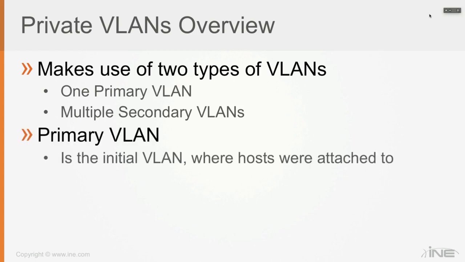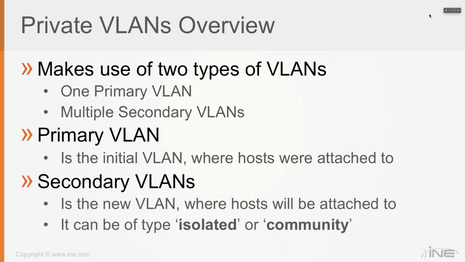Now, in general, the primary VLAN is the initial VLAN. Of course, you can do whatever you want, but in general, the primary VLAN is going to be the initial VLAN where all hosts were attached to, and they were able to communicate with one another. The secondary VLANs are going to be the new VLANs. It can be one or multiple, because we can have one secondary VLAN or more than one secondary VLAN. So it's going to be the new VLAN where hosts will be attached to.